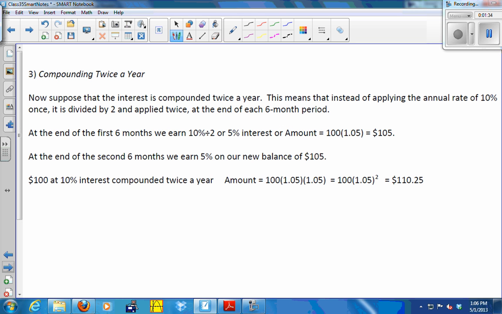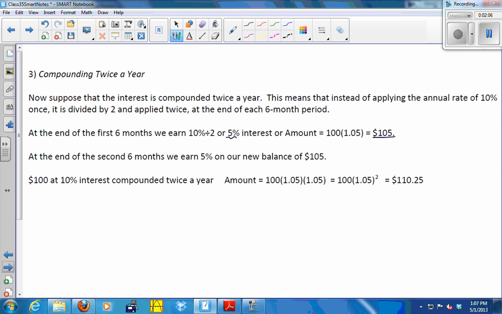But now suppose that the interest is going to be compounded twice per year. So instead of paying you 10% once, they're going to pay you 5% twice. They're going to break the year into two 6-month periods and pay you interest at the end of each period. So we take our 10%, divide by 2, that's 5% interest at each compounding. At the first compounding, you multiply your 100 times 1.05, and now we have $105 in the bank.